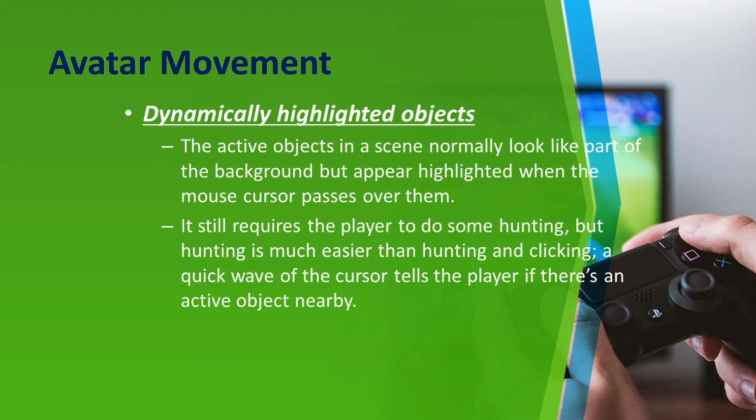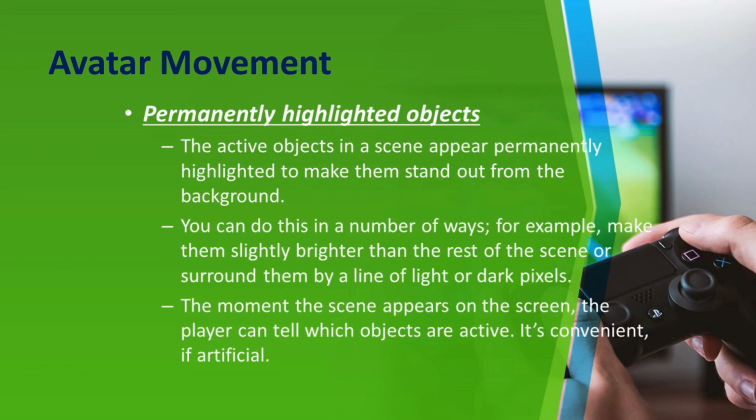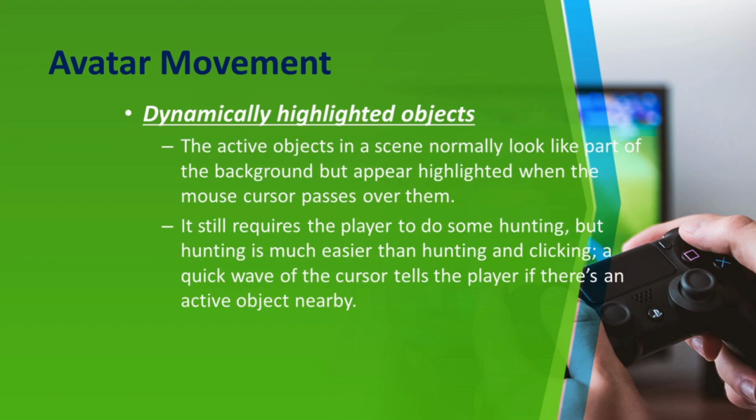Dynamically highlighted objects: the active objects in the scene normally look like part of the background but appear to be highlighted when the mouse cursor passes over them. The main difference between dynamically highlighted and permanently highlighted objects is that dynamically highlighted objects only appear highlighted if the mouse pointer passes over that object. It still requires the player to do some hunting, but hunting is much easier than hunting and clicking. So a quick wave of the cursor tells the player if there's an active object nearby.